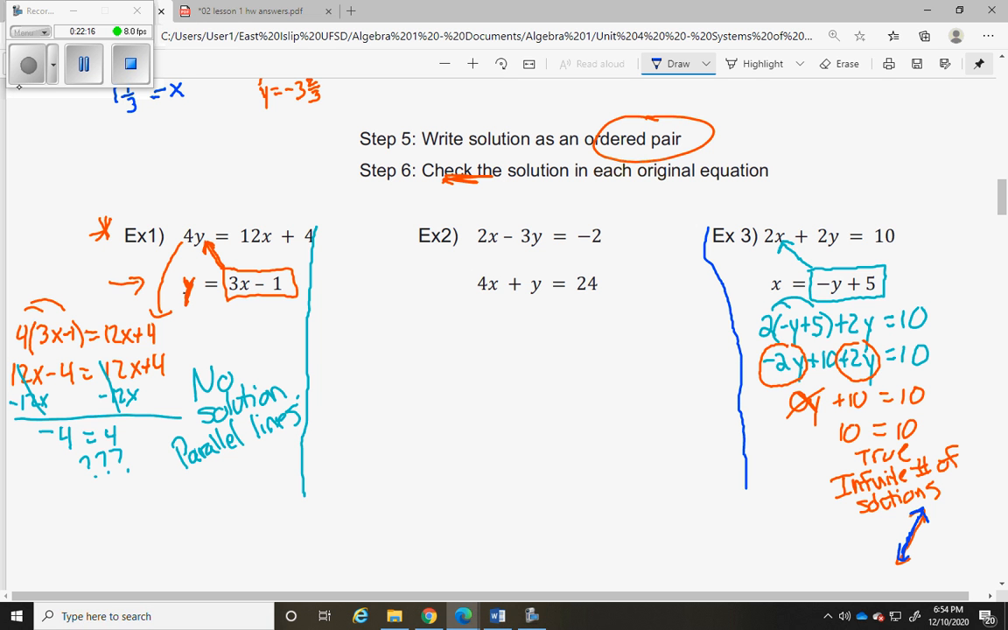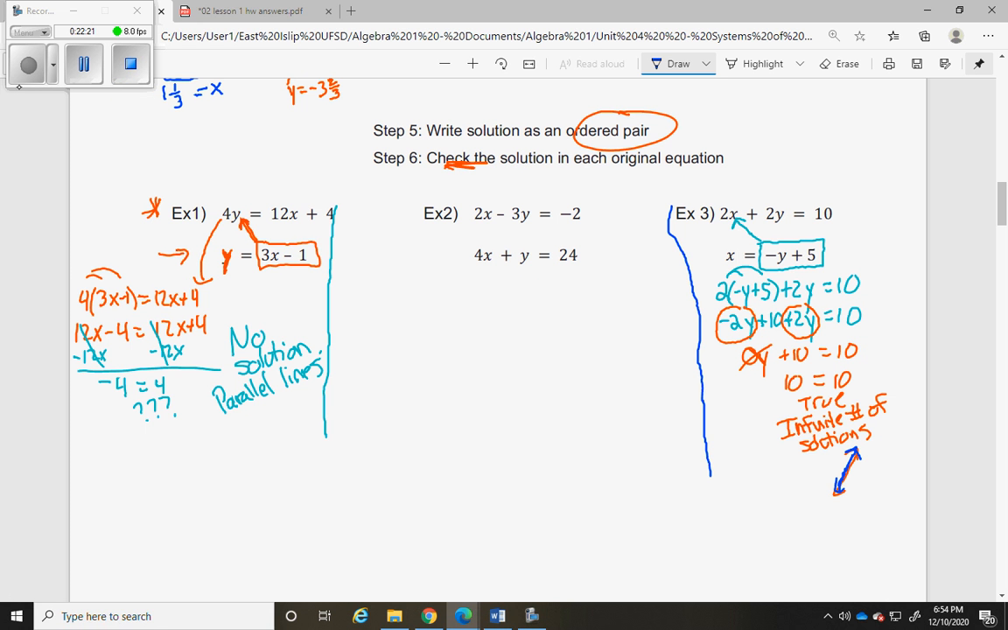Kind of glad I saved number 2 for last. Number 2 is going to have some more work necessary, so I could use the rest of this page to do number 2 if I need it. First of all, the first problem is that I don't see a substitute. Neither one of these equations has x by itself or y by itself. In example 1 over here, y was all by itself, so I knew to substitute in a 3x minus 1 for y. In example 3, x was all by itself, so I knew to substitute negative y plus 5 in for x. I do not see x or y by itself.